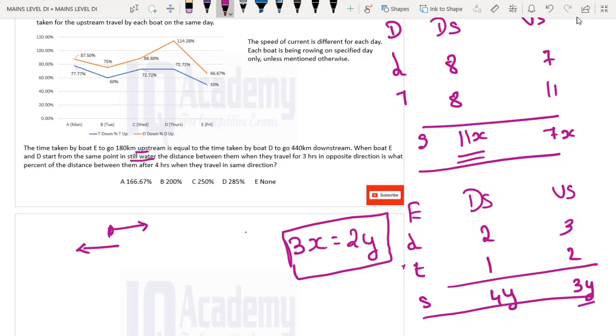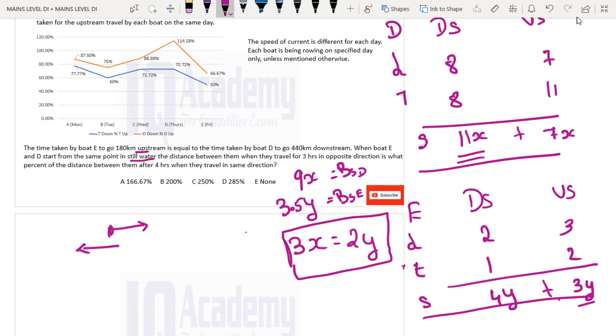So we know the boat speed of D is (11x plus 7x) by 2. We have to add the upstream speed and the downstream speed and divide by 2. So it will be 9x. So the boat speed of D is 9x and the boat speed of E is (4y plus 3y) by 2. The boat speed of E is 3.5y. So if you add these two and divide by 2, you will get 3.5y.